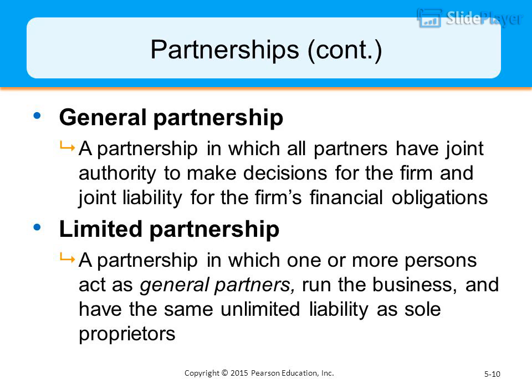Partnerships come in two basic flavors. In a general partnership, all partners have joint authority to make decisions for the firm and joint liability for the firm's financial obligations. If the partnership gets sued or goes bankrupt, all the partners have to dig into their own pockets to pay the bills, just as sole proprietors must.